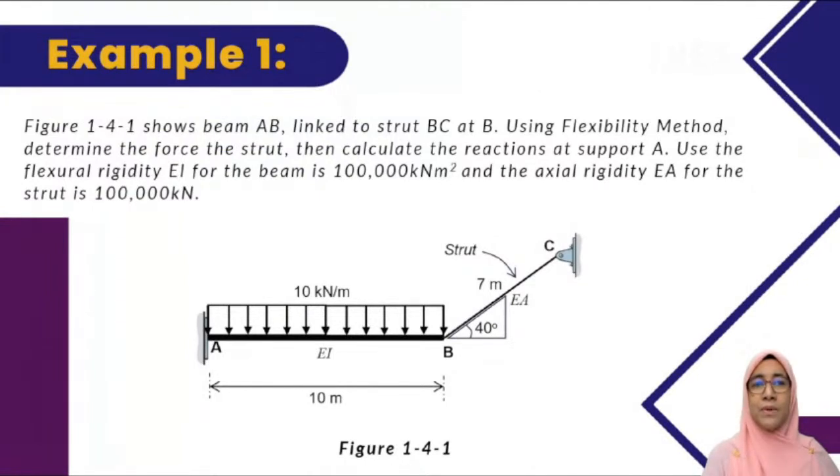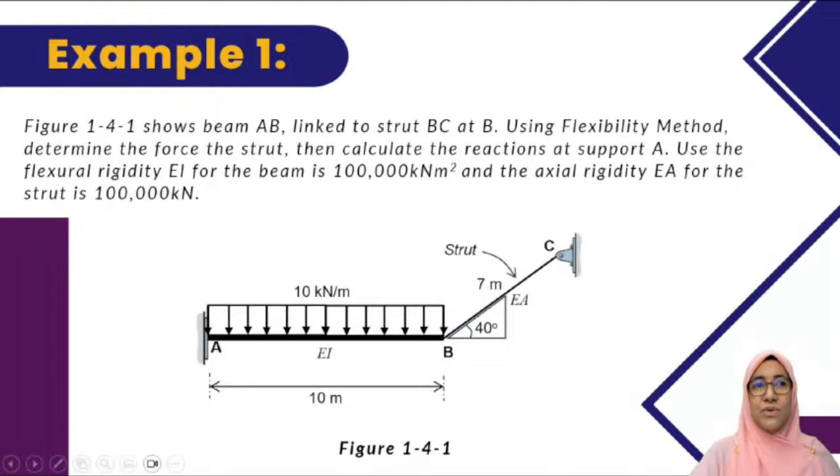Okay, let's look at example 1. Okay, in figure 1.4.1, we can see that it is composite structure. It has combination of EI and EA. Member AB is beam and member BC is strut. Okay, so this beam AB links to strut BC at B, and we have to calculate the force in the strut. The force in the strut can be solved using flexibility method, and we have to choose force in member BC as the redundant. Okay, the EI and EA are given as shown.